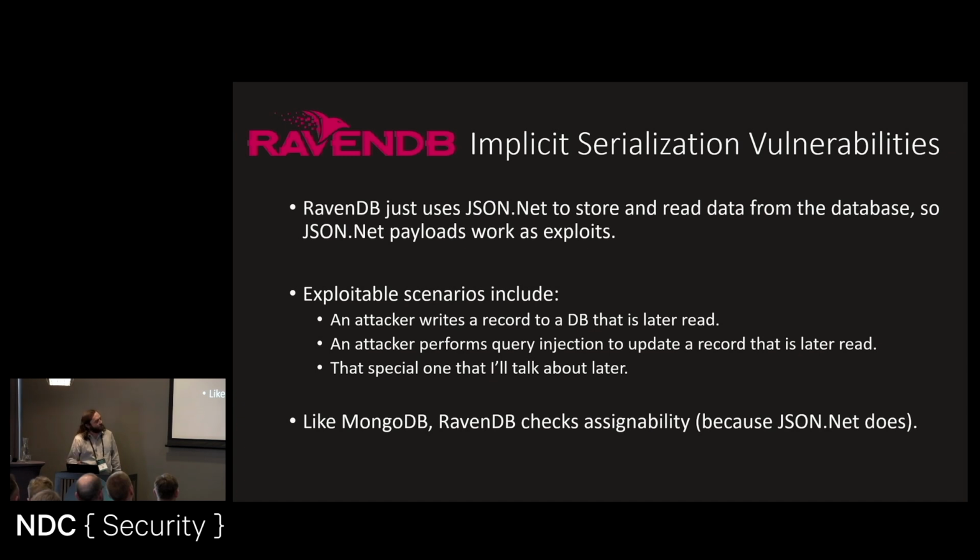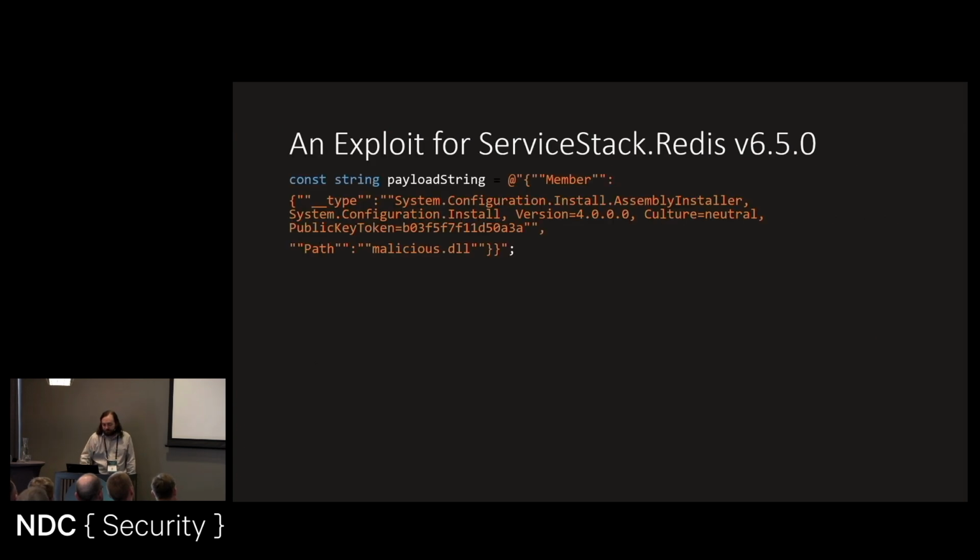But like I was saying with MongoDB, it's usually not that hard to do. And NoSQL is not just databases. So once I got into this research, I looked at other things that were NoSQL. So here's an exploit for ServiceStack.Redis. ServiceStack.Redis is a NoSQL front end to a Redis cache. It lets you read and write objects to a Redis cache.